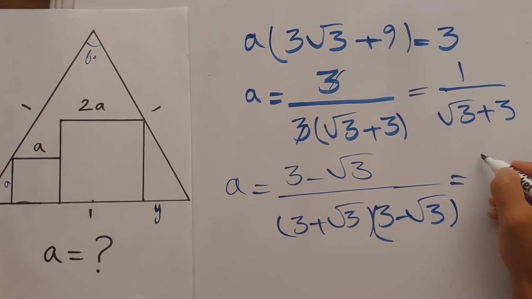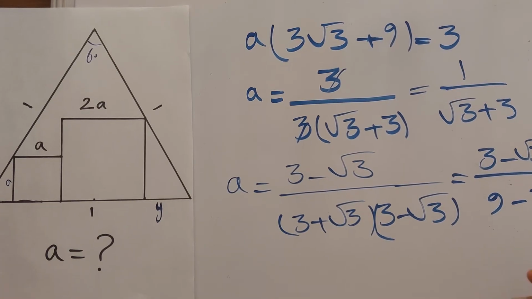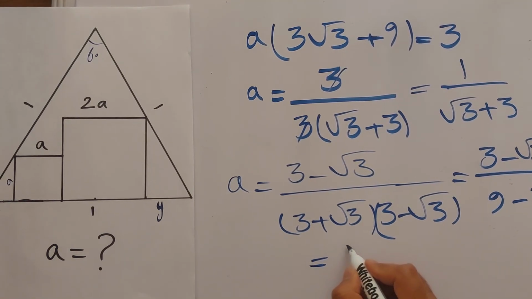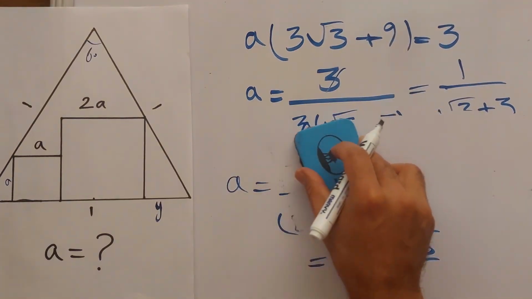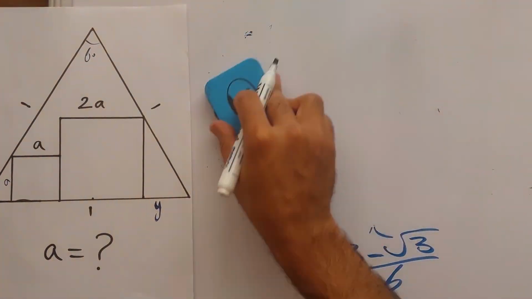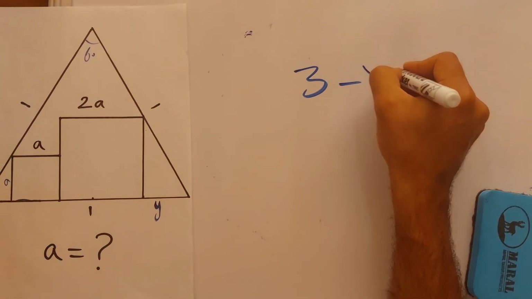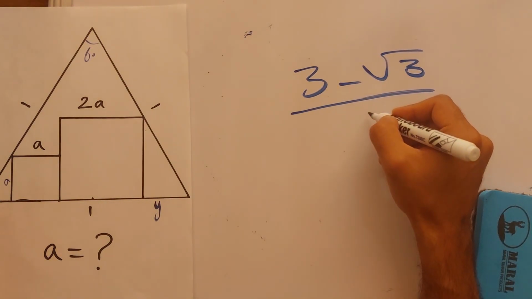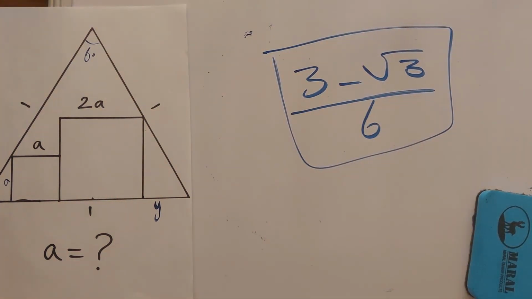So we have this famous identity here. So 3 minus square root of 3 over 9 minus 3, which is 6, right? So one more time here. 3 minus square root of 3 over 6. So that's the final answer here. So let me just write it down here. 3 minus square root of 3 over 6. So that's the final answer, and that's going to wrap it up for today.